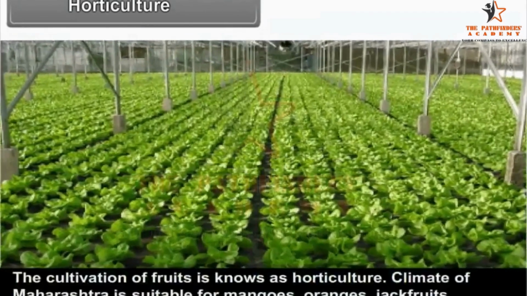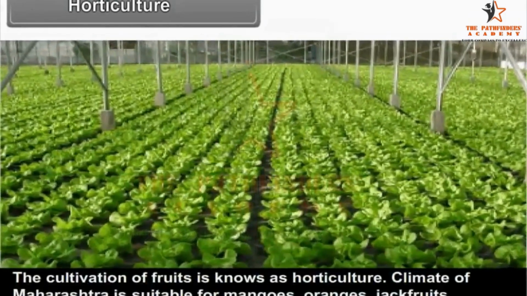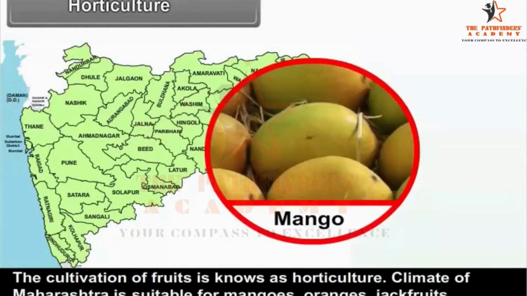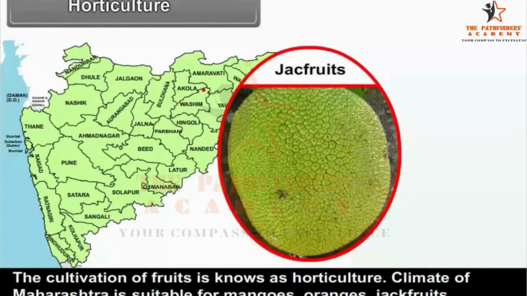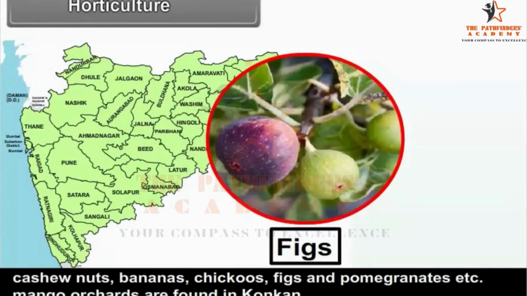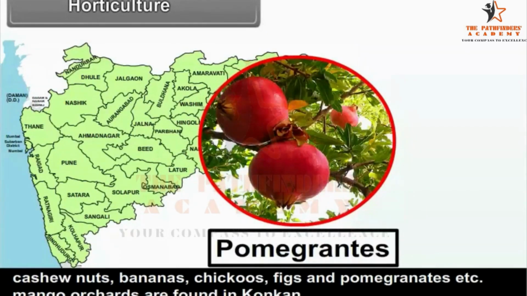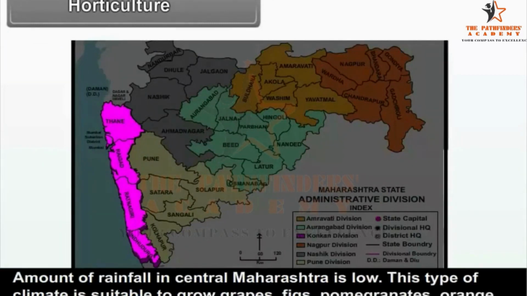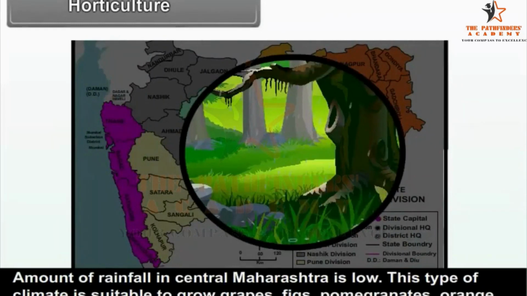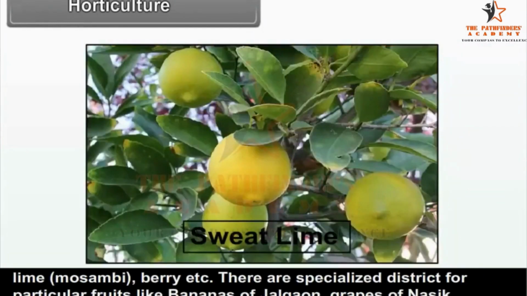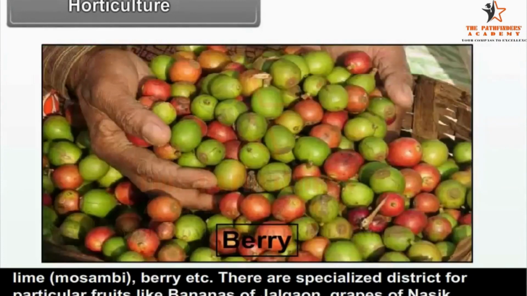Horticulture. The cultivation of fruits is known as horticulture. The climate of Maharashtra is suitable for mangoes, oranges, jackfruits, cashew nuts, bananas, chikus, figs and pomegranates, etc. Mango orchards are found in Konkan. The amount of rainfall in central Maharashtra is low. This type of climate is suitable to grow grapes, figs, pomegranates, oranges, sweet lime that is Mosambi, berries, etc.